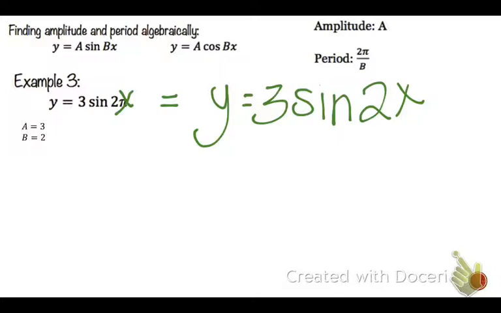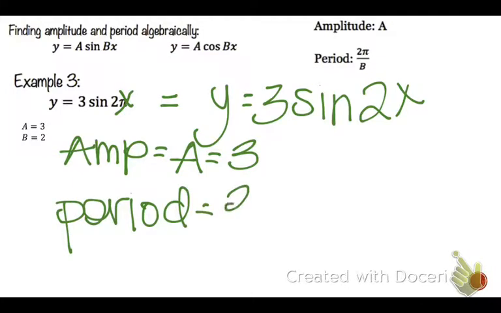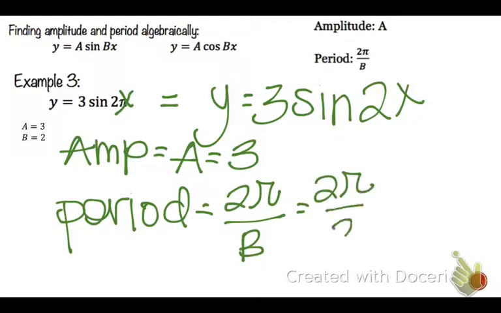So my a is 3, my b is 2. So my amplitude is my a value, which is 3. And then the period is 2 pi divided by the b value, which is 2. 2 divided by 2 is 1, so those cancel, and we're just left with pi. So the period is pi.